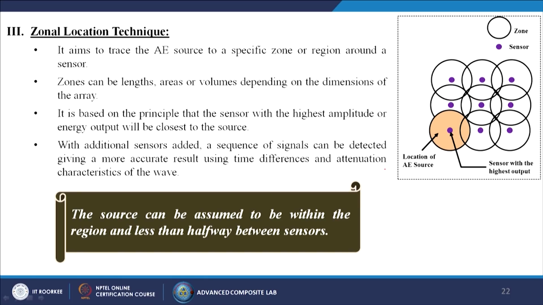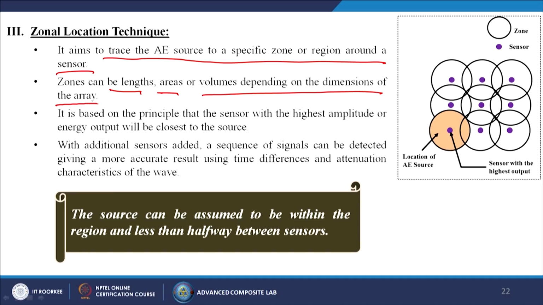Zonal location technique, the third one, seeks to trace the AE source to a specific zone or region around a sensor. Zones can be lengths, areas or volumes depending on the dimensions of the array.